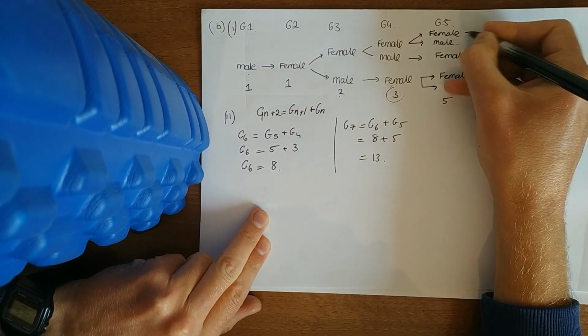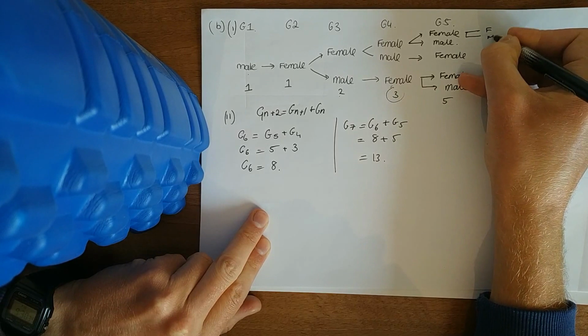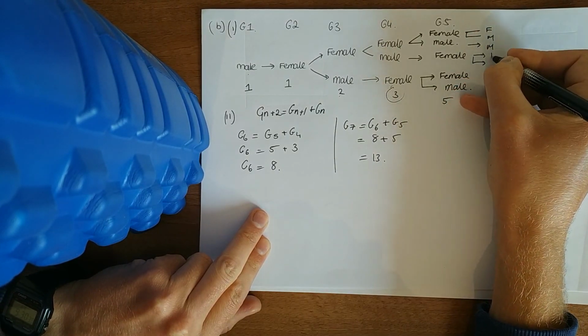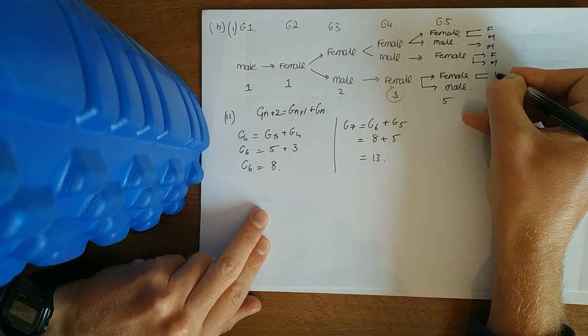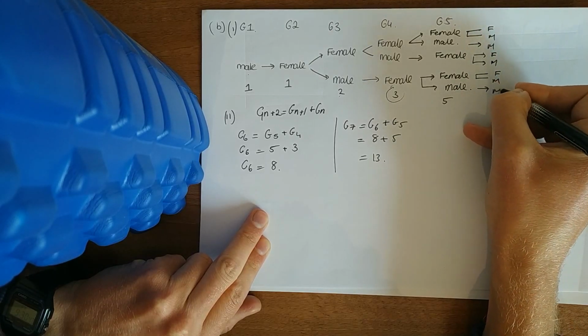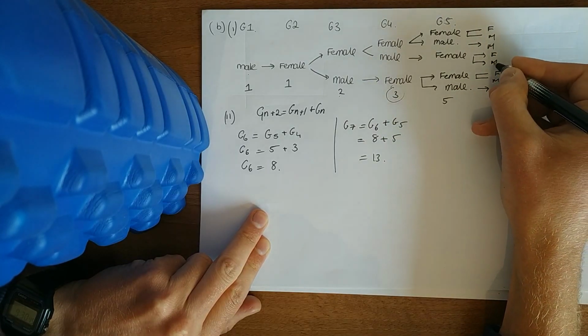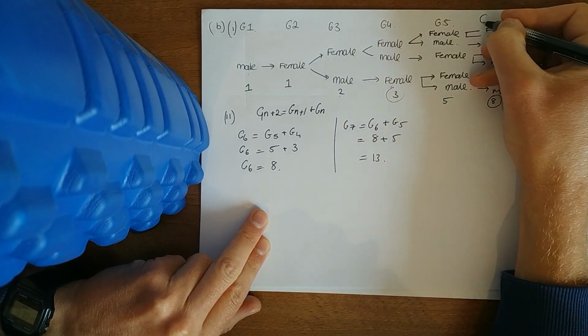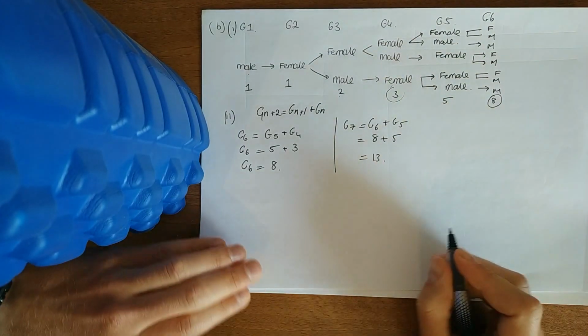If you want to check if you're right, wouldn't take you long. Female, male, male always spits out a male, female, male, female, male, male always spits out a male. How many have you got? 1, 2, 3, 4, 5, 6, 7, 8. And you could do it again for your g of 7, you know.